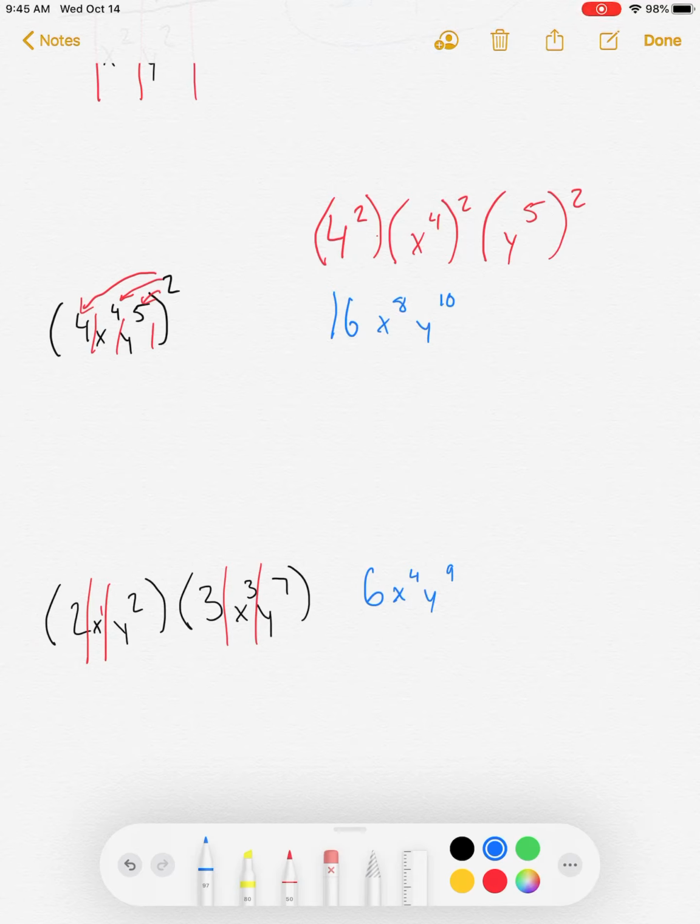So long story short, what we're going to do is section it off into its terms. So our regular numbers that are usually out front, and then our individual bases. So if we have a base of x, we keep the base x's together. Base y, we keep the base y's together. Base z, we keep the base z's together. And that's the same for any variable.